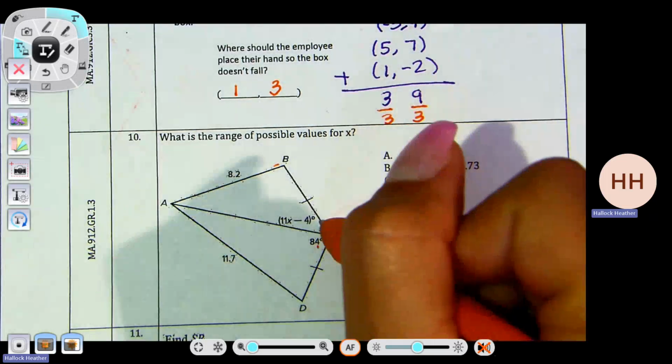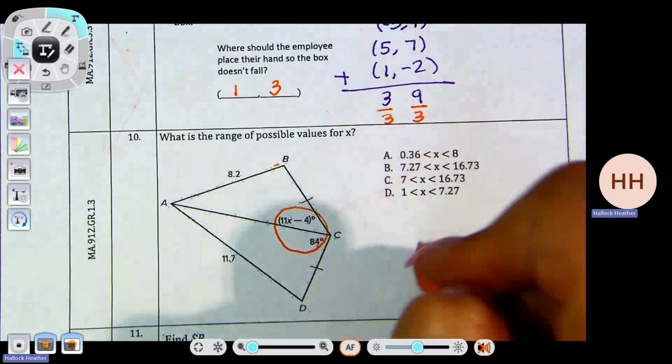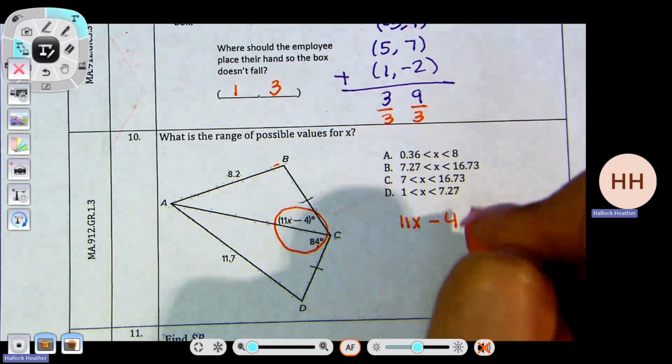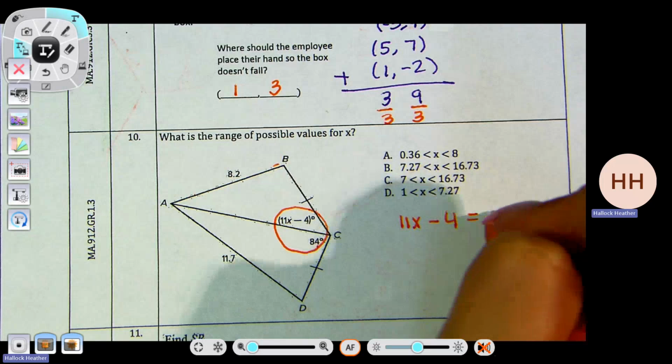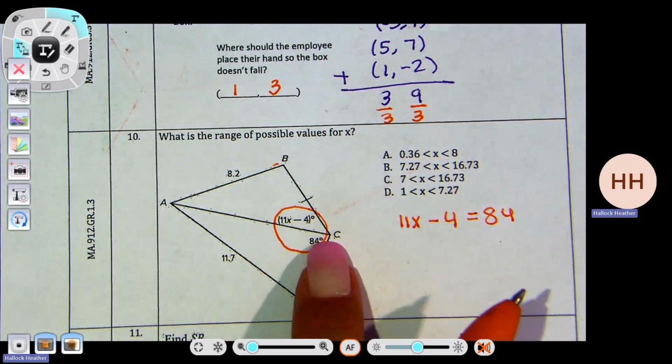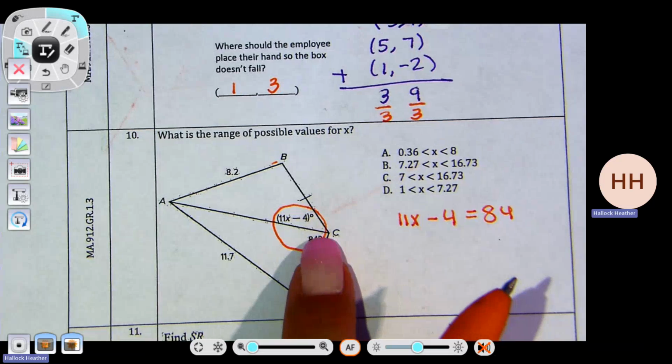So what we're going to do is we're going to take these, we're going to set them equal to each other, but 84 is going to be our maximum possible value. Whatever we get has to be less than that number, because 84 is going to be the bigger angle no matter what. So we need something smaller than what's going to get us to 84.